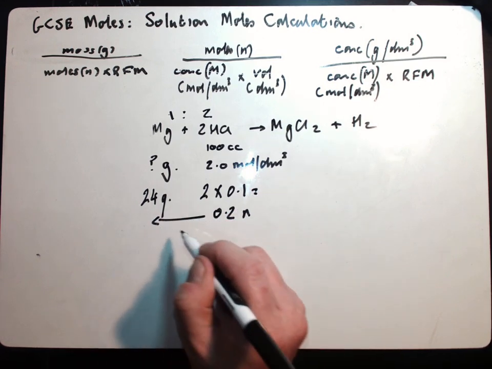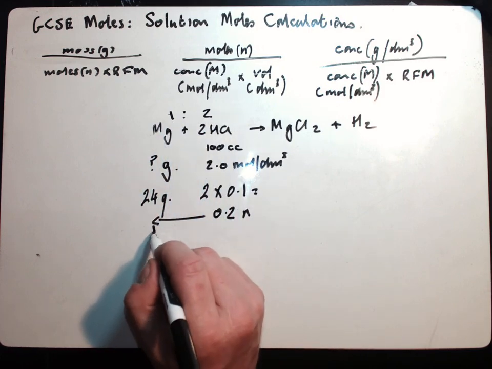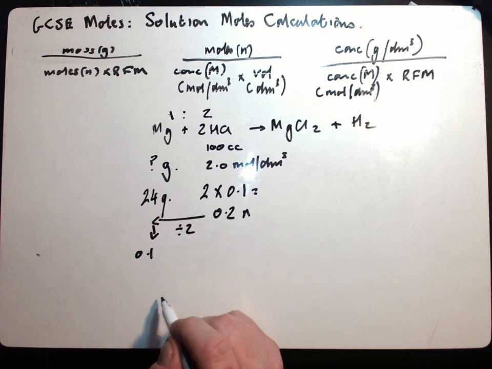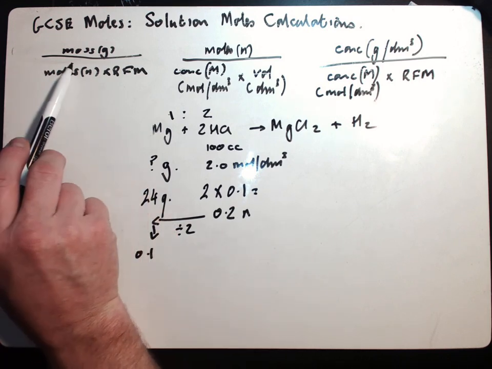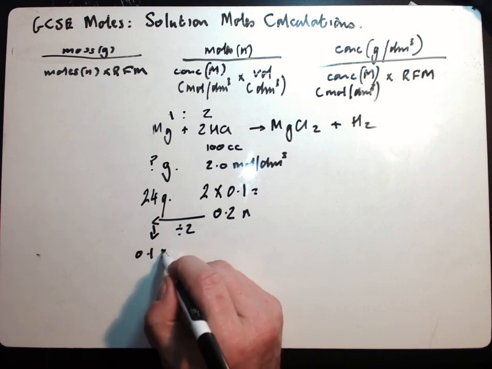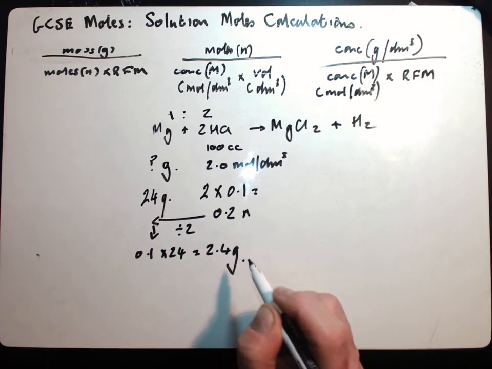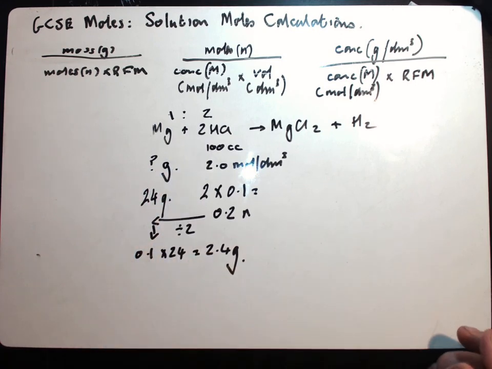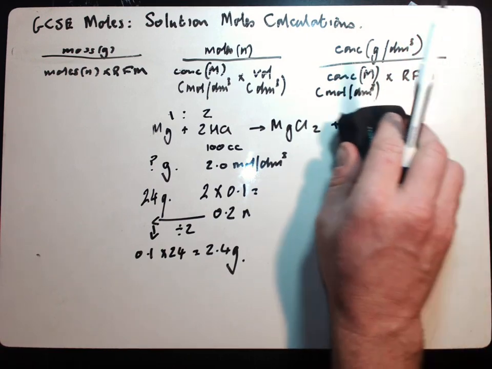I take that across and I use the ratio. The ratio is 2 to 1. So 0.2 is simply divided by 2, which gives me 0.1 moles of the magnesium required. Now I can get to mass, because mass equals moles times RFM. I got the RFM earlier. So I would need 2.4 grams of magnesium to react fully with 100 cubic centimeters of 2 mole per dm cubed hydrochloric acid. Okay, hopefully that makes sense.